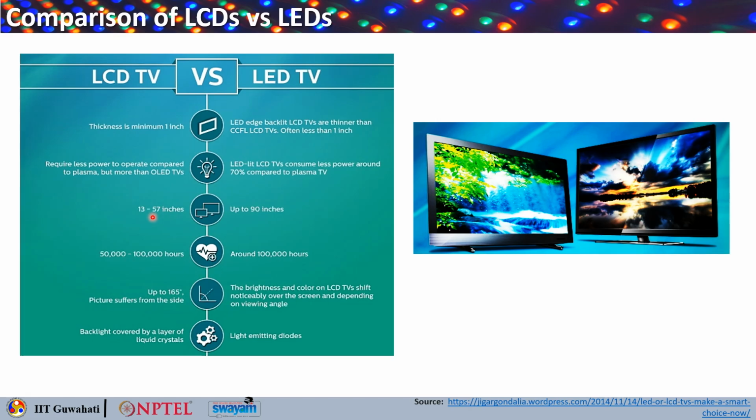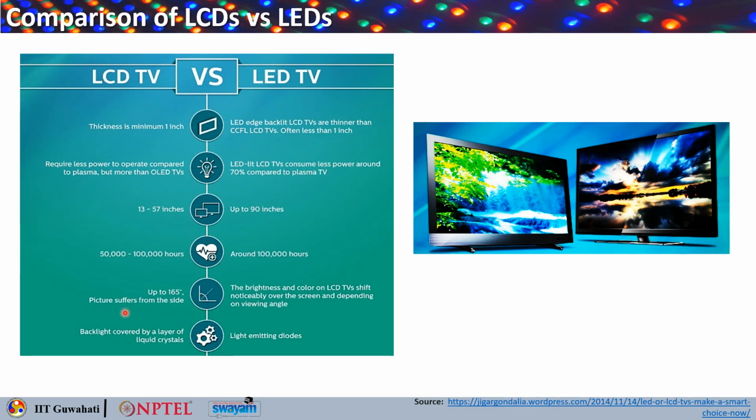Now, what are the sizes of LCDs? Typically 13 to 57 inches, and LEDs can go up to 90 inches, but with continuous technological evolution, now even 100-inch LCD TVs are also not difficult. Typically they have 50,000 to 100,000 hour lifetime, and LED TVs also have something around 100,000 hours lifetime.